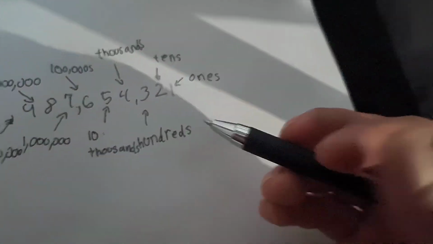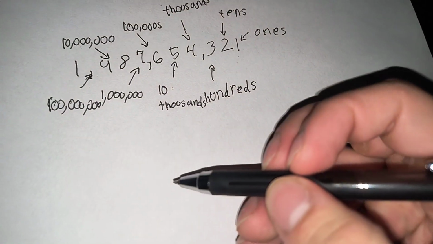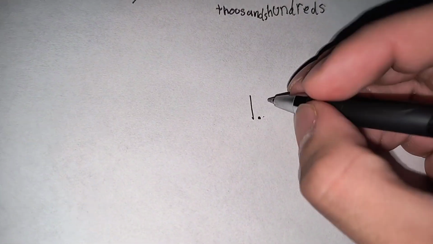Okay, we're going to talk about the hundredths and tenths decimal places. Let's say you have just a whole number, 1. What's behind the 1? Well, we have this little dot, this decimal, right here. And we could put anything behind here.